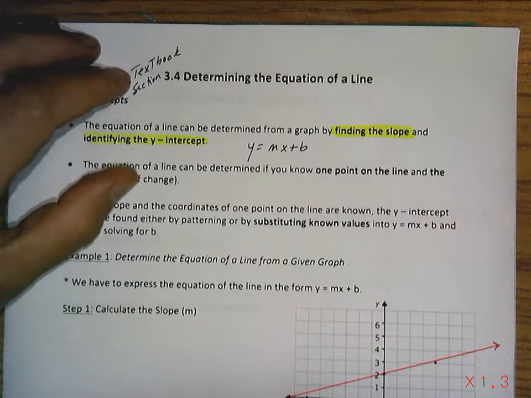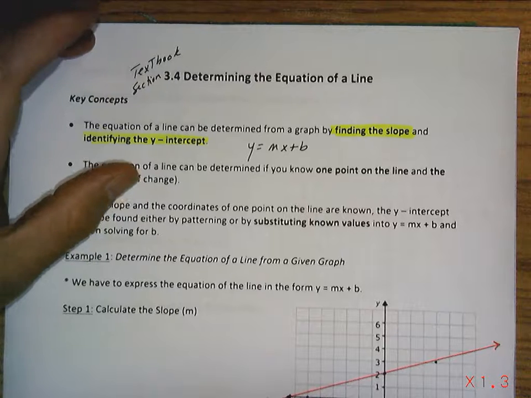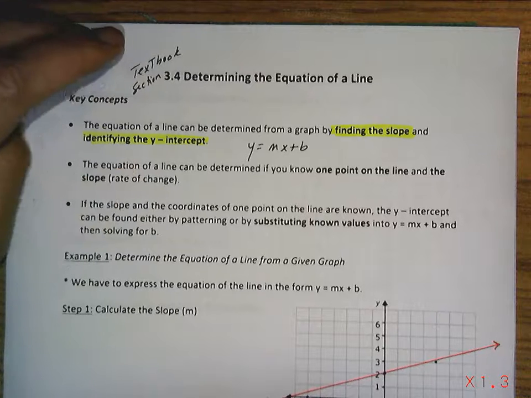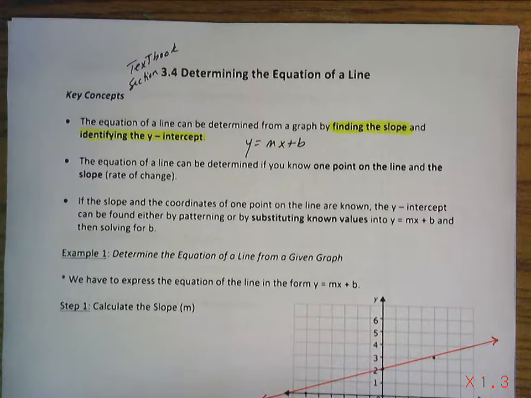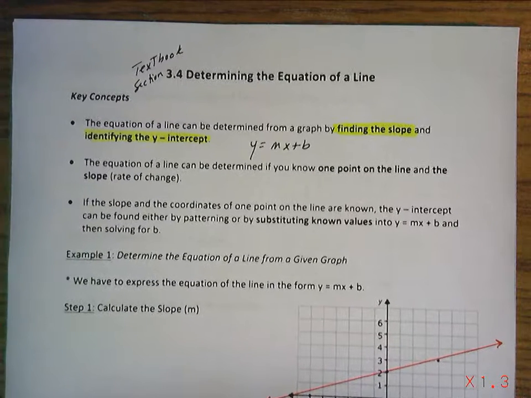Remember, this is your textbook section 3.4. We're jumping around the textbook right now, but that's okay. Today we're going to talk about determining the equation of a line. Up until now, we have been giving you the equations of a line and asking you to do certain things with it. Now, I'm going to give you some information. I'm going to ask you to determine the equation of the line.